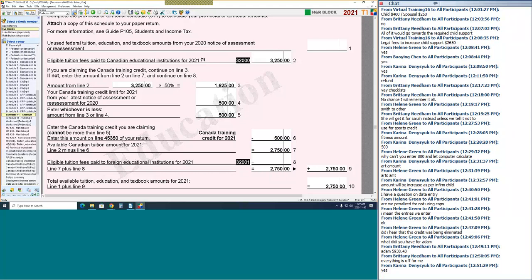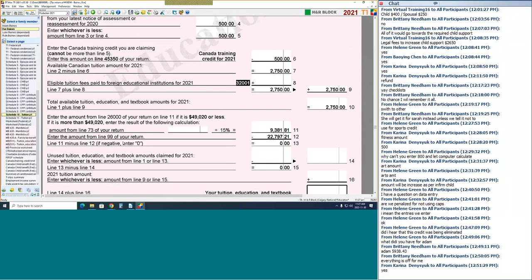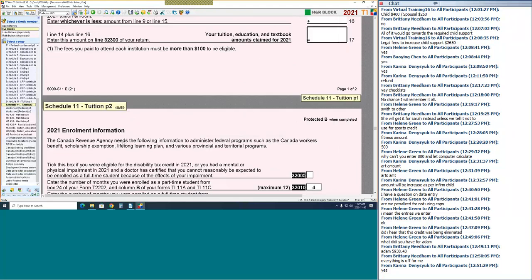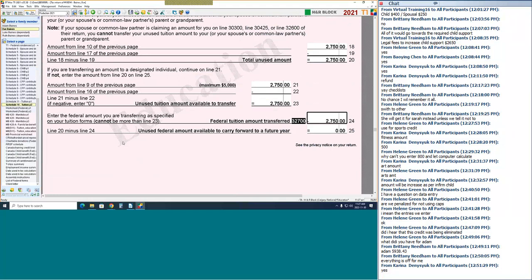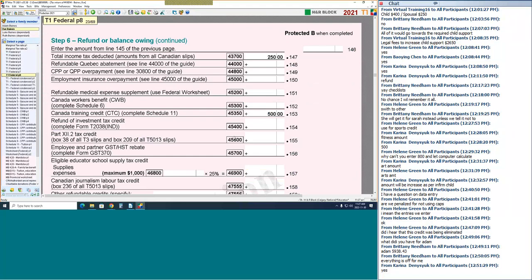That's going on to the tax return on line 45350. It's going to reduce her tuition credits, which is going to reduce what she can transfer. But it means she will get a refundable credit now. So that's going to change everybody's numbers again. If I go to Eve's return, now I have the Canada Training Credit at the end.